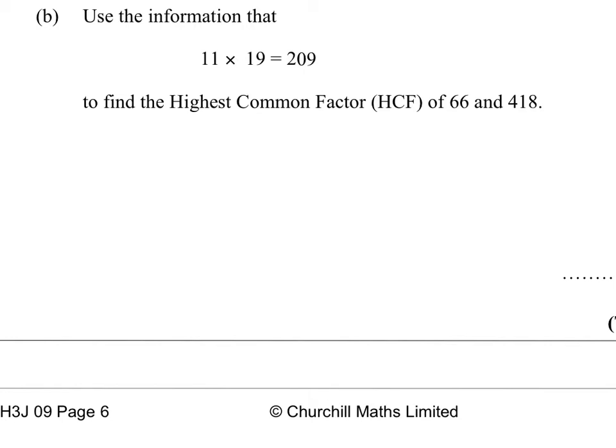We use the information that 11 times 19 is 209 to find the highest common factor of 66 and 418. Well, if 209 is 11 times 19, then 418 is 2 lots of 11 times 19. So what we have to do is work out what 66 is as a product of prime factors, if you remember products of prime factors.